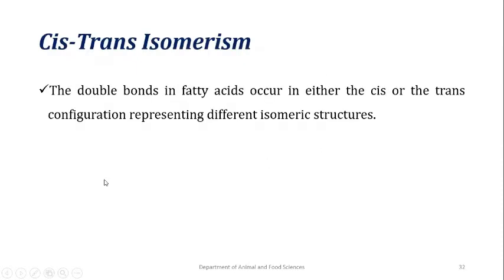The double bond in fatty acids, it means in unsaturated fatty acids, occurs in either the cis or the trans configuration, representing different isomeric structures. Usually in natural fats or fatty acids, it contains cis isomerism. But in artificial fatty acids, it means fatty acids made from human activities, by modifying fatty acids, you know that under some conditions like hydrogenation, the saturation level of fatty acids is modified. So through such conditions, trans fatty acids can be produced.